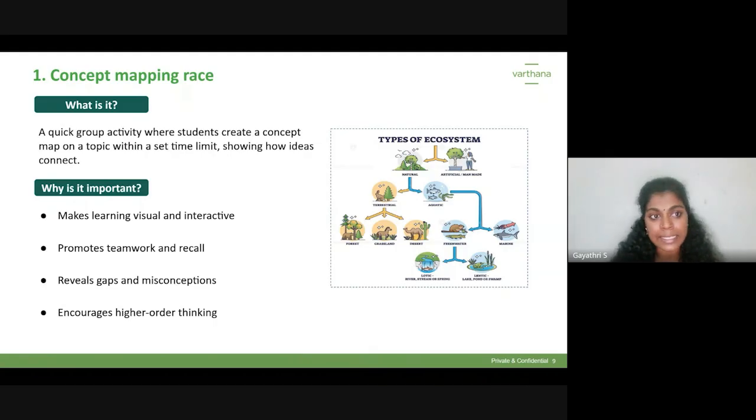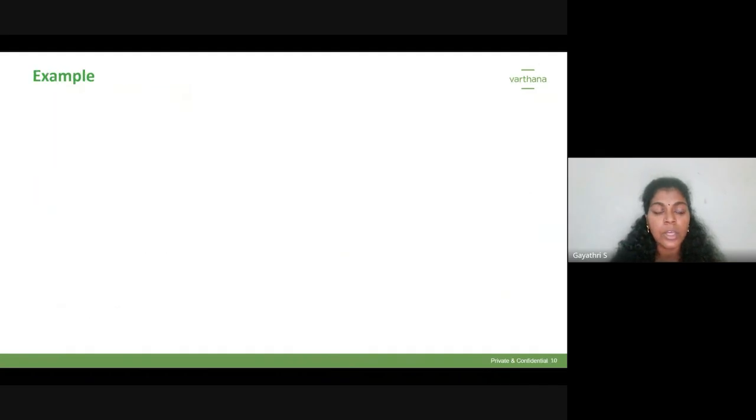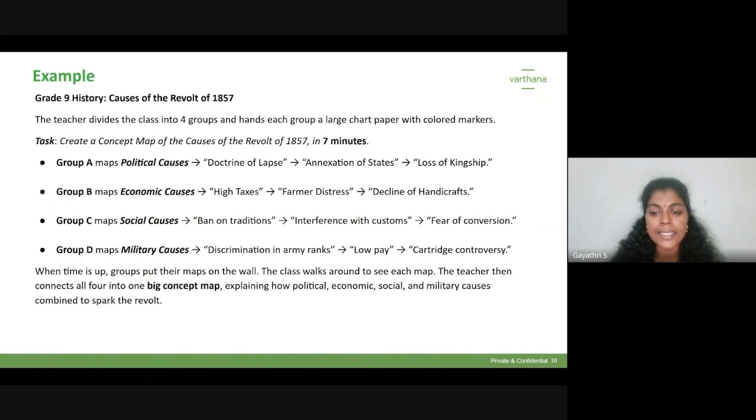Now I will tell you an example of how you can use it inside a classroom. Let's take, for example, a grade 9 class. Consider yourself a history teacher. You are going to teach them about the causes of the revolt of 1857. Instead of generally teaching what is in the textbook about why this happened, as a teacher you divide them into 4 different groups and give them a chart paper with markers. They have 7 minutes of time, even 5 minutes, whatever works for you. You ask them to create a concept map of the causes of the revolt of 1857.